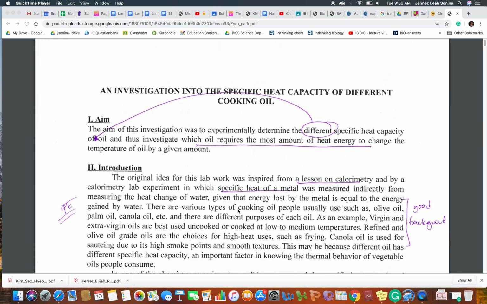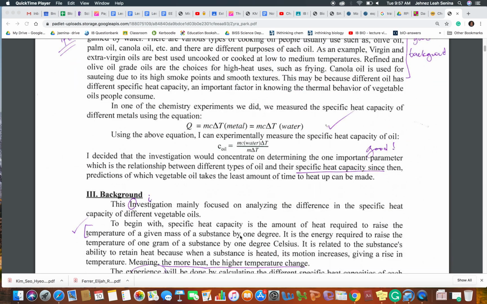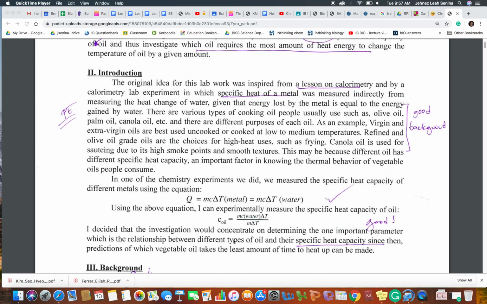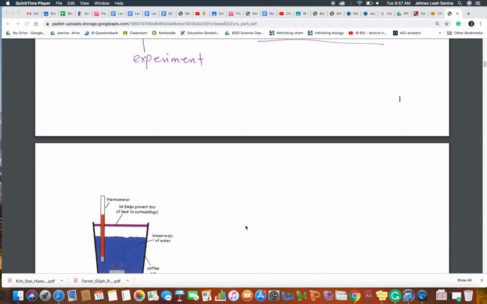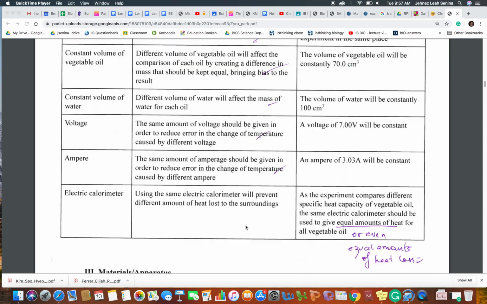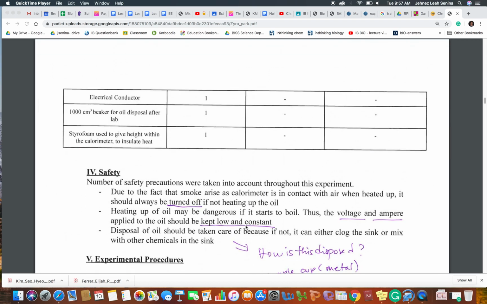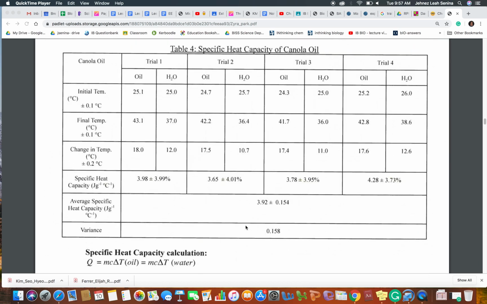All right, so let's understand her experiment here. A background of her experiment. She's measuring the specific heat capacity of different cooking oils. So this is how I grade it. Investigation of specific heat capacity of different cooking oils. Then I look at the very final table because the final table should answer the question. So we look at her final table.